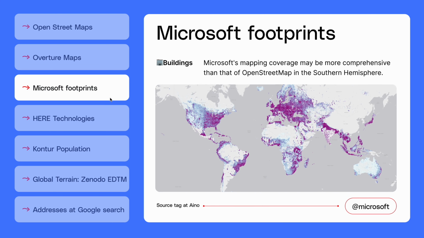Microsoft Building Footprints. This dataset provides building outlines of footprints collected from various sources and processed by Microsoft. Often, when OpenStreetMaps data isn't complete, Microsoft Footprints can help to fill the gaps. To extract data specifically from Microsoft, put @Microsoft at the end of your request.